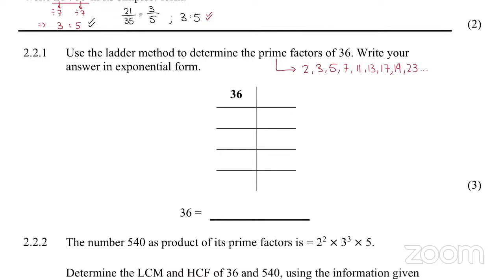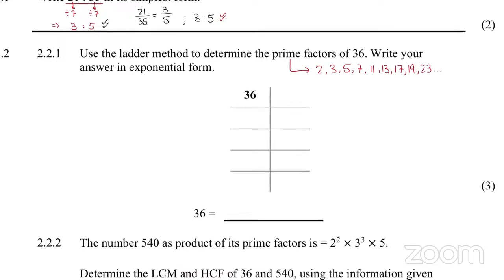So let's do it. So 36, the first prime number, I can either choose 2 or 3. I'm going to choose, I don't know what you find easier, maybe 3, right? Because you're used to your 3 multiplication. You know that 3 times 12 is 36. So you choose 3. And then you say 36 divided by 3, that's going to give you 12.